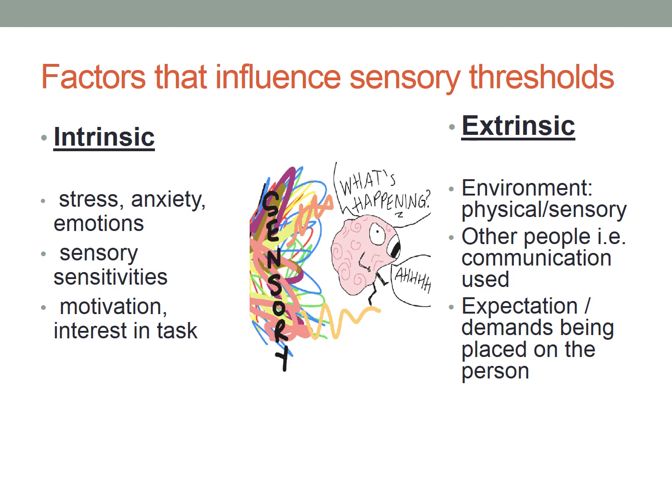Extrinsic or external factors include the physical sensory environment, for example, if you're sitting on a hard chair for a long period of time, or if the lighting is too bright or too dull. Other people and the communication that they use. For example, if someone was speaking to you in a very angry tone, or if they were very quiet and kind.